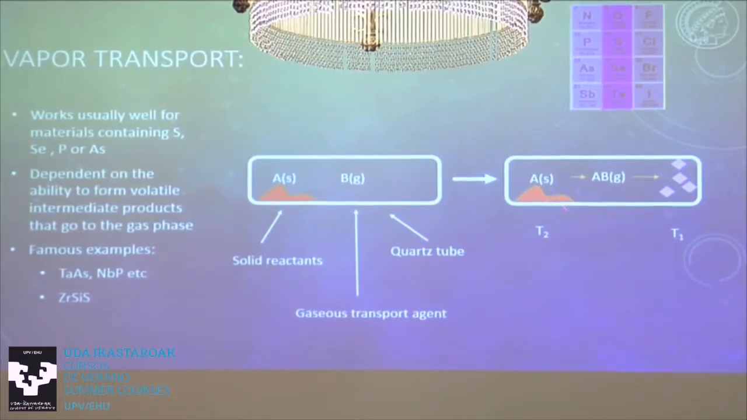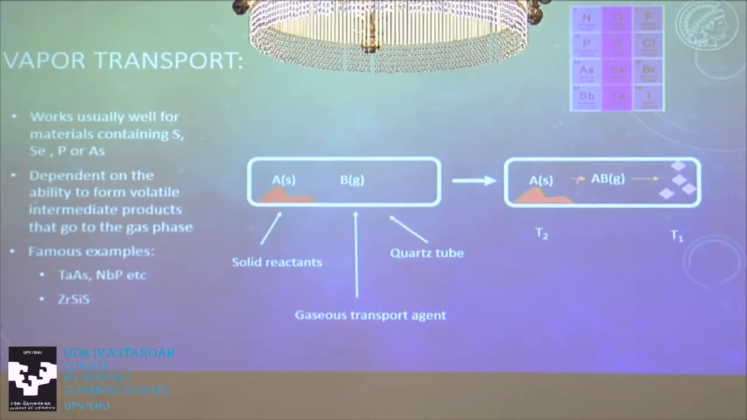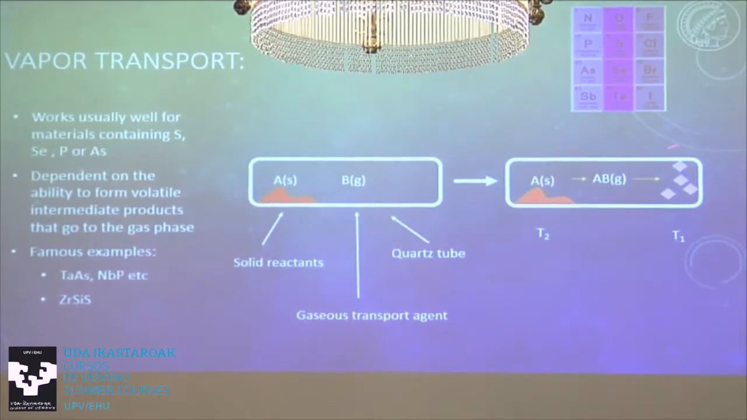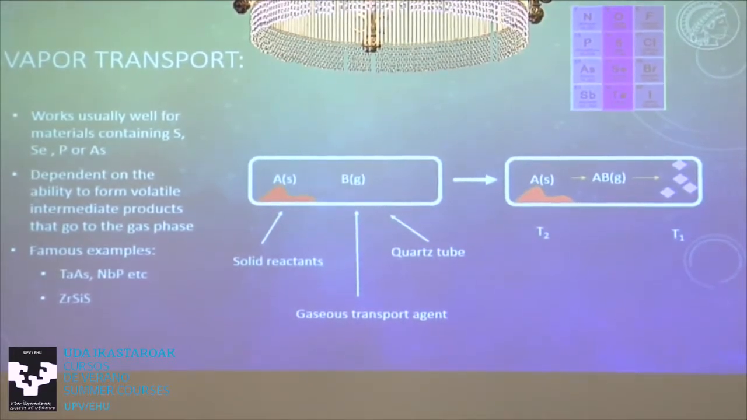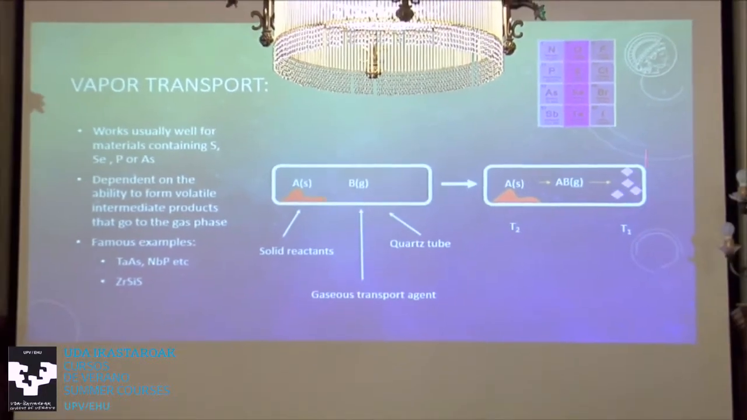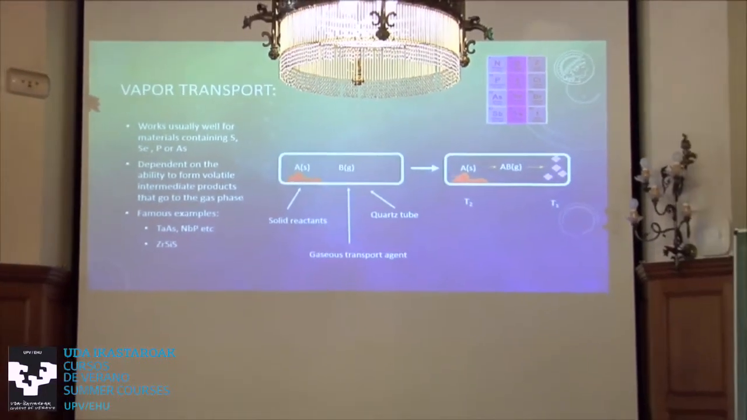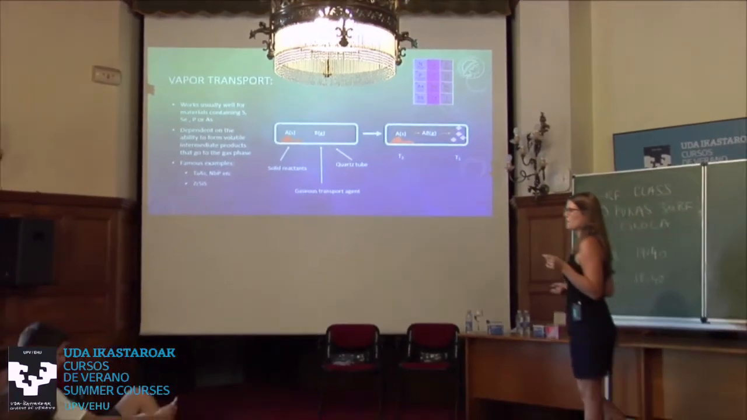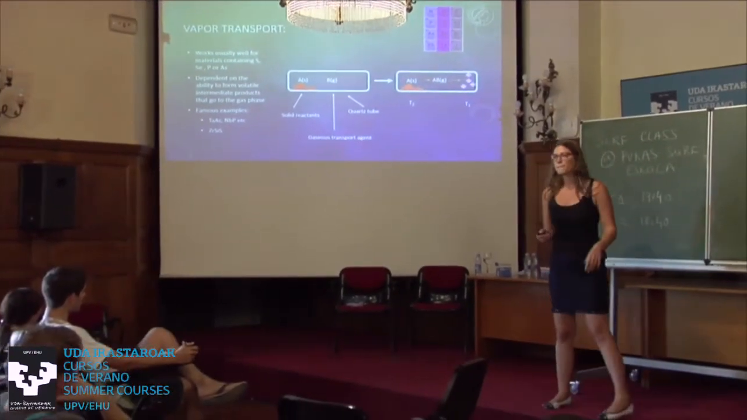Your solid phase forms an intermediate component with the transport agent, which is also a gaseous compound, and then on the other side of the reactor, you crystallize the phase you want to have, so this decomposes again. This temperature is often colder than the other one, so that you transport from the hot end to the cold end, but it sometimes works the other way around, so you have to try a little bit.